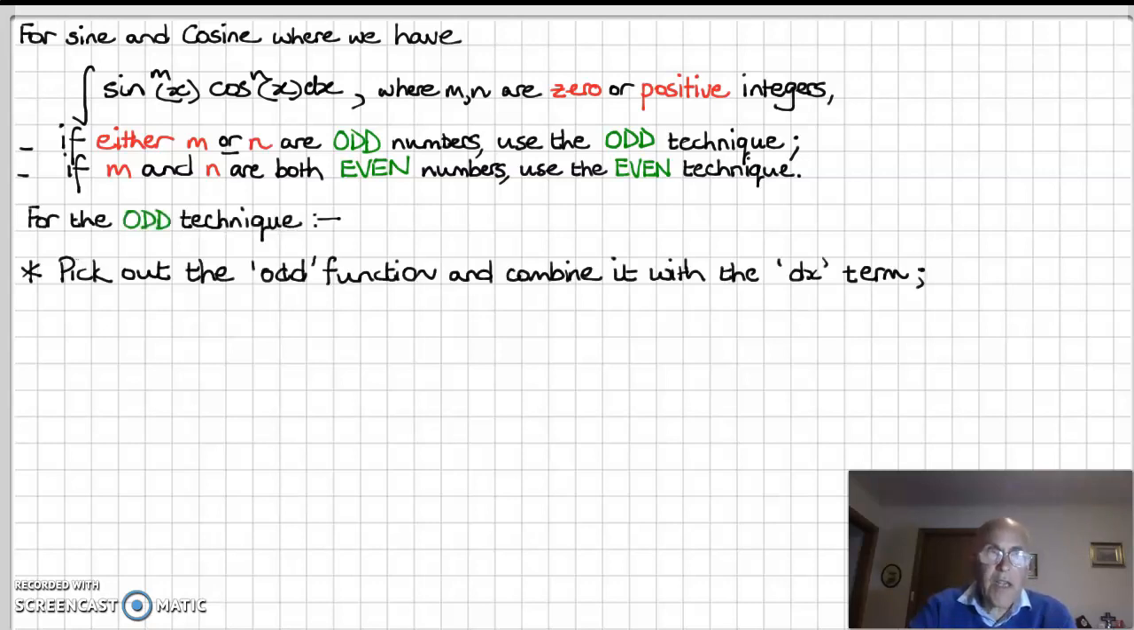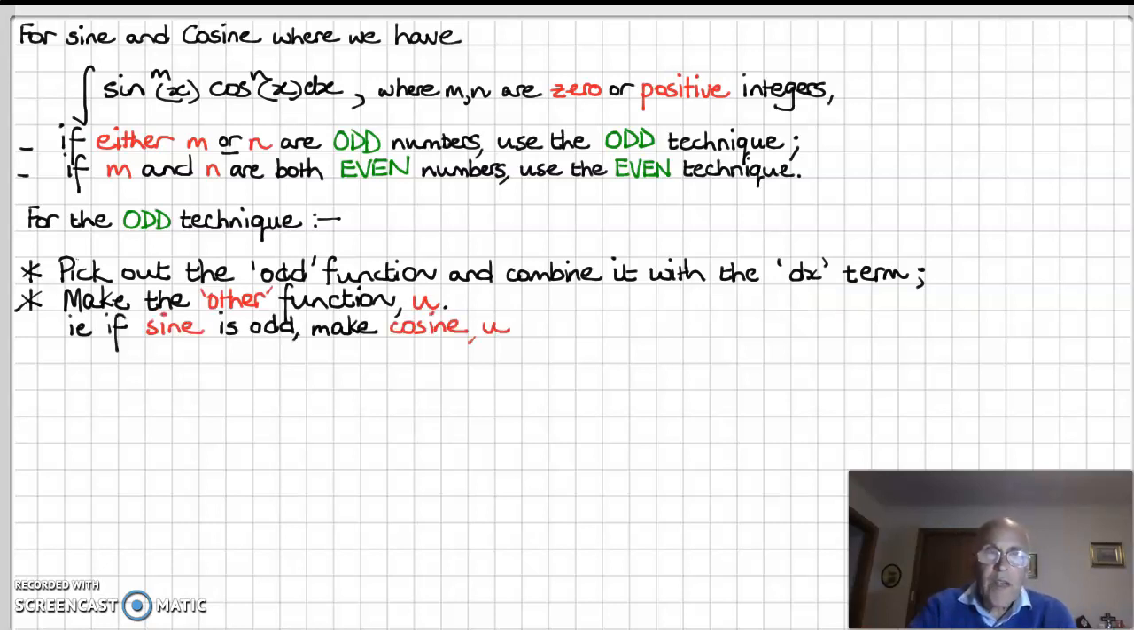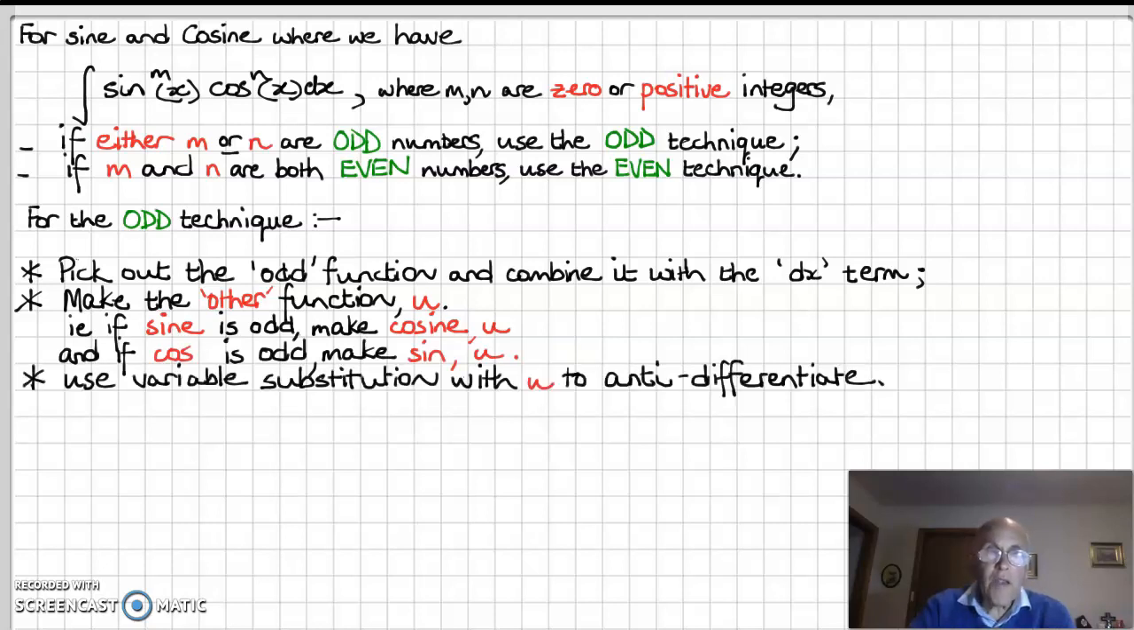Now for the odd technique, this is what you do. This is the Wolfie recipe. You pick out the odd function and you combine it with the dx term. Then you make the other function u. In other words, if sine is odd, you make cos u, and if cos is odd, you make sine u. And then you use variable substitution with u to anti-differentiate. It's an ingenious technique, and I'll show you.